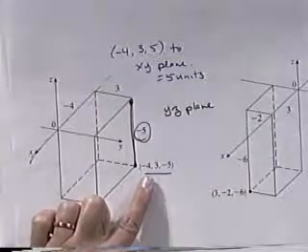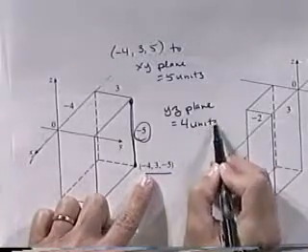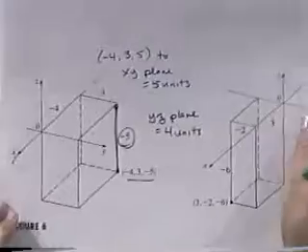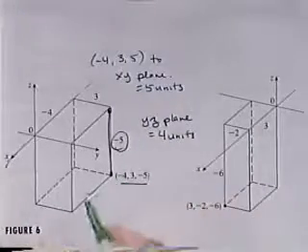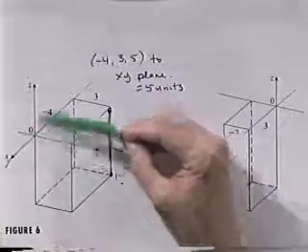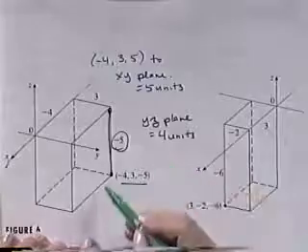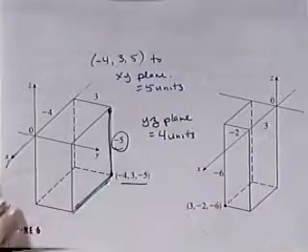For YZ, I'd be looking at the X coordinate, so it would be 4 units. And if you think about it, where we are right here, if you want to look at YZ, YZ is right here. This thing is back 4 units. It's the same distance as this right here.